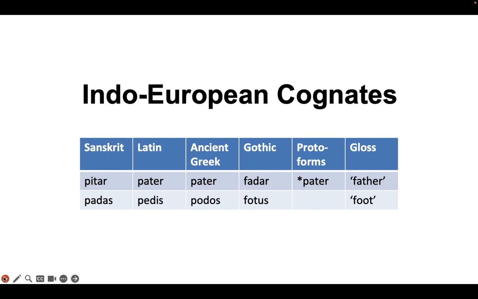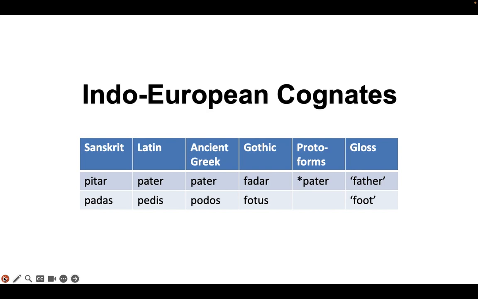Now let's take a look at the words for foot in these four languages. So here we have Sanskrit, padas, Latin, pedis, Ancient Greek, podos, and Gothic, fotus. Okay, so at the beginning of these words, we have a very similar situation to the first sound in the words for father. So 3 of these languages have p at the beginning, and then one of them, Gothic, has f at the beginning. And this is not surprising.